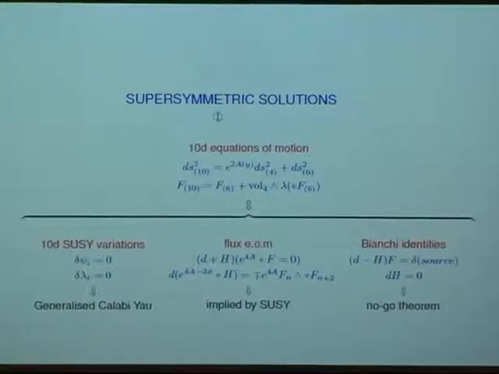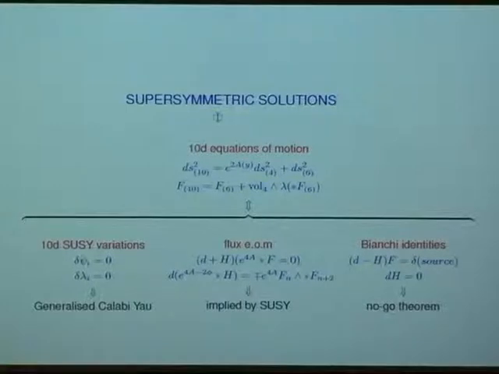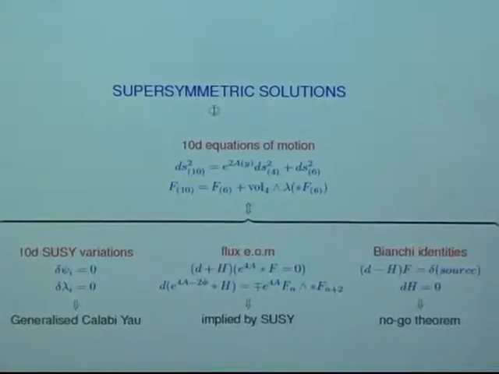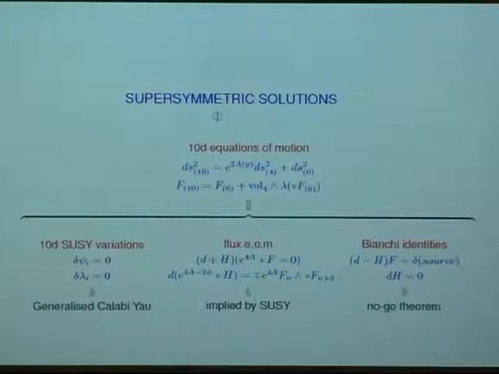product of four-dimensional Minkowski times a six-dimensional internal manifold. And for this background, it has been proven that actually we don't need to solve the equations of motion. It's enough to solve a set of first-order equations, which are the supersymmetry variations, and the equation of motion for the fluxes plus Bianchi identities. And exactly as without fluxes, supersymmetry tells us that the internal manifold must be Calabi-Yau. If we now impose supersymmetry with fluxes, the result is that the internal manifold must be a generalized Calabi-Yau.